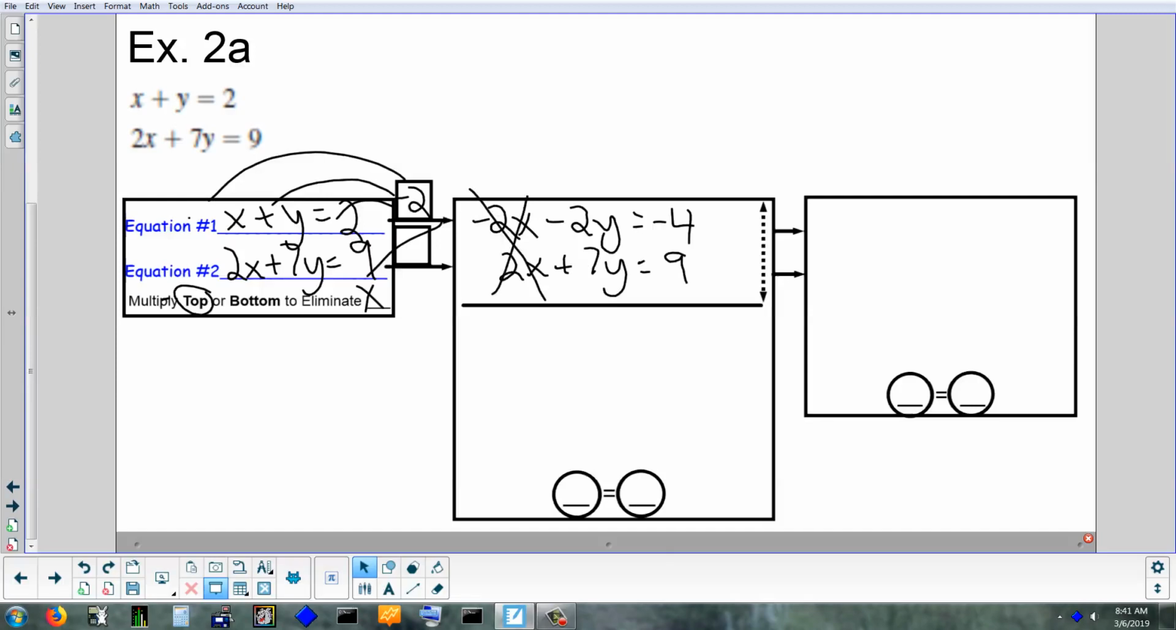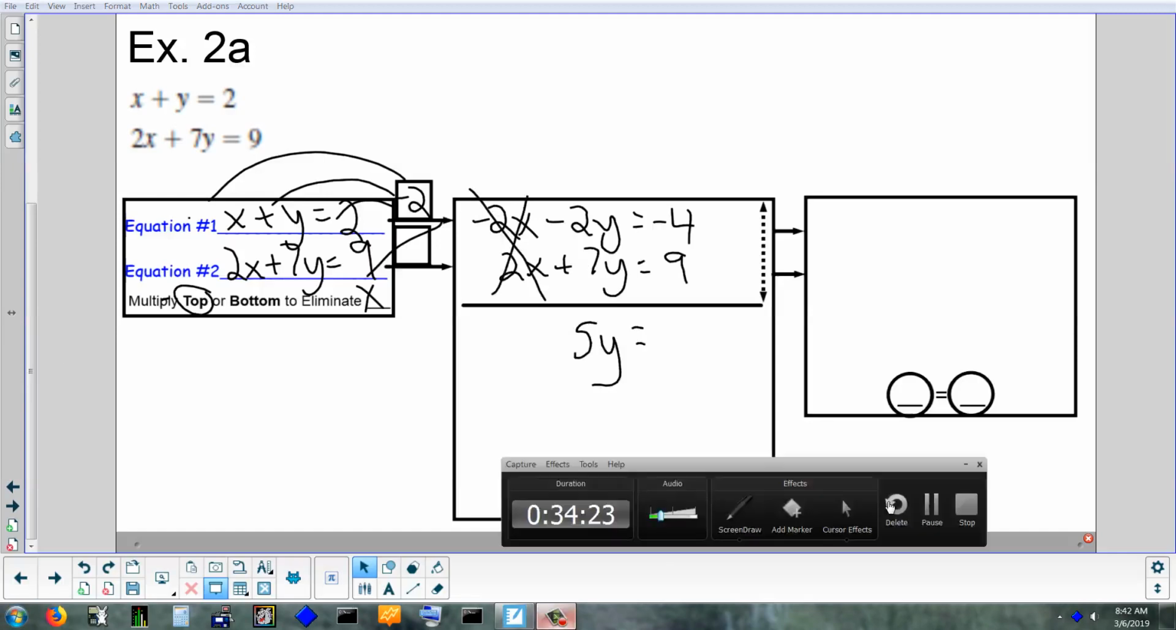Under here, what's the first thing I'm going to write? Someone raise their hand and tell me. Nicole? 5y. How'd you get that, Nicole? Negative 2y plus 7y is 5y. Or work backwards: 7y minus 2y is 5y.